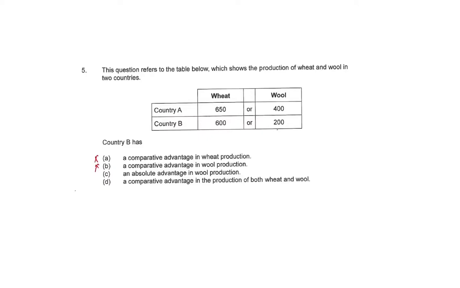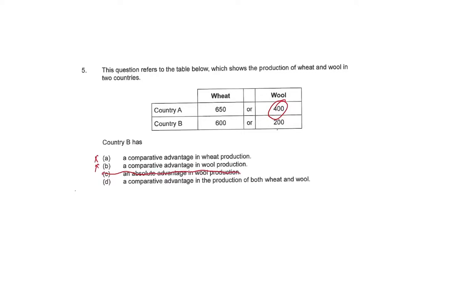Point C, we're talking about absolute advantage, so we probably can figure this one out. So let's have a look. Absolute advantage in wool production, country B. Well, we can see here quite clearly that country A has a higher output of wool compared to country B. So we actually disregard point C here.